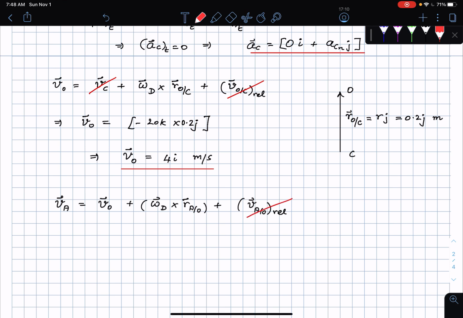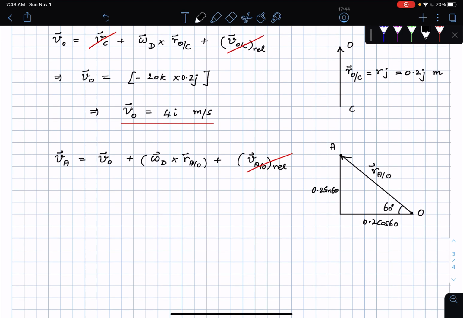How do I do that? So I draw a very quick figure here. Point A and then point O. Those are the 2 points here. So this is A, this is O, and this vector here is R A/O, and I know the angle is 60 degrees with respect to the horizontal. So this angle is given to me as 60 degrees. So this is going to be 0.2 cosine 60 and 0.2 sine 60. Okay, so I can write out R A/O as the following.